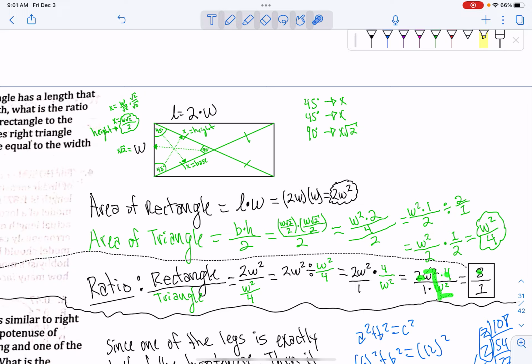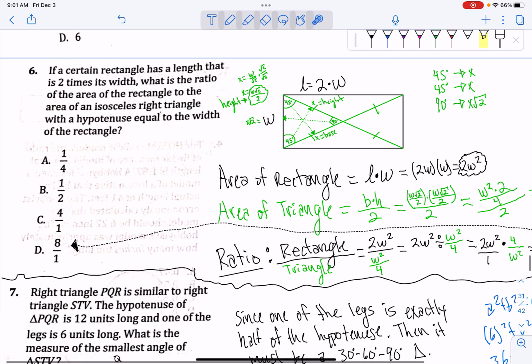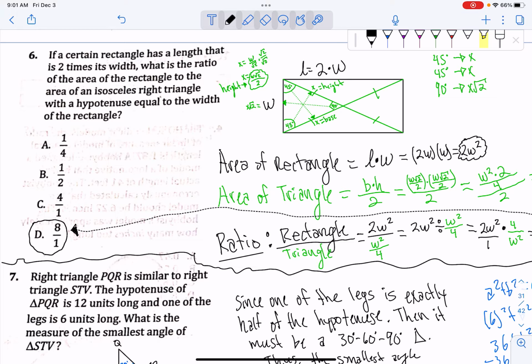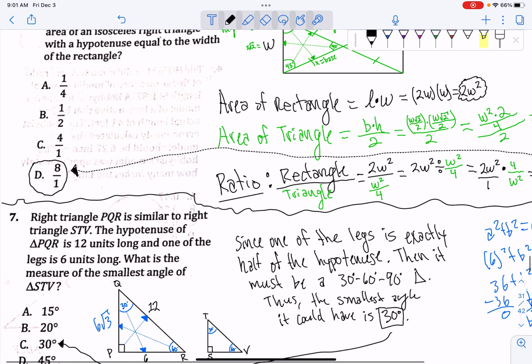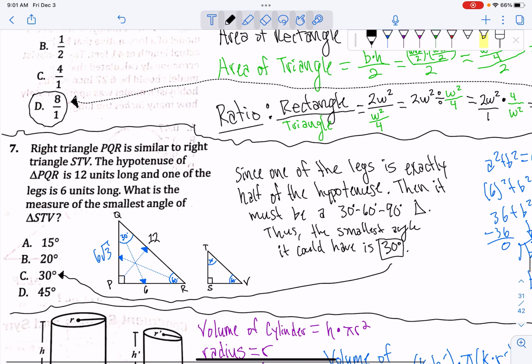2 times 4 is 8, 1 is just 1. So that is how we find this one. 8 over 1 is our ratio for this one and our final answer. So again, try to look through the steps. The work is there. Try to work it out yourself on a separate piece of paper, and then just let me know if you have any questions. All right, moving along.